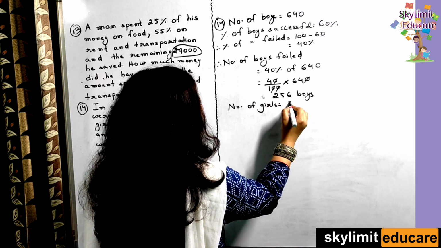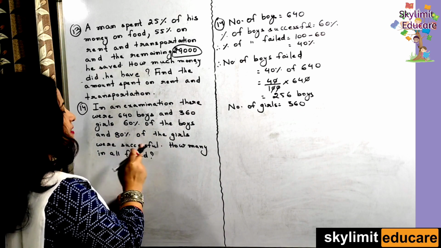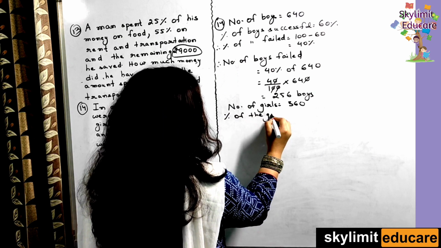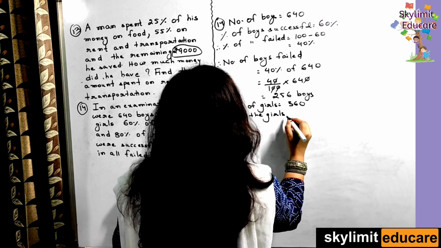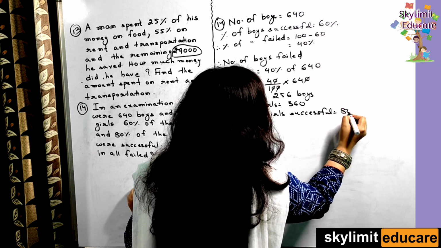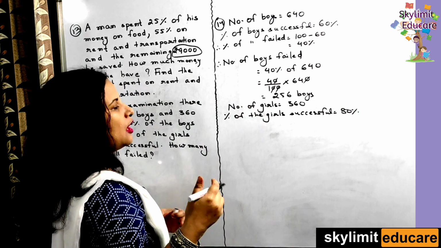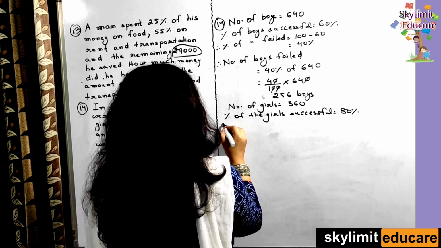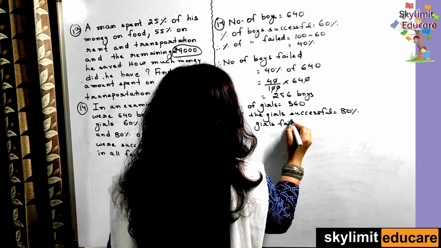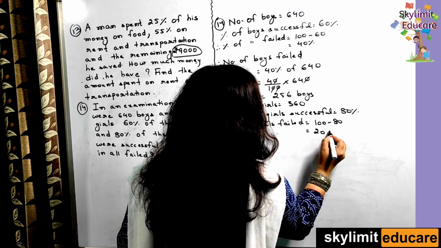Number of girls is 360. So 80% of the girls were successful. So percentage of girls successful is 80%. Obviously out of 100, if 80% were successful, then how many failed? 20%. Yes or no? So percentage of girls failed is 100 minus 80. That is 20%. So we got the percentage.